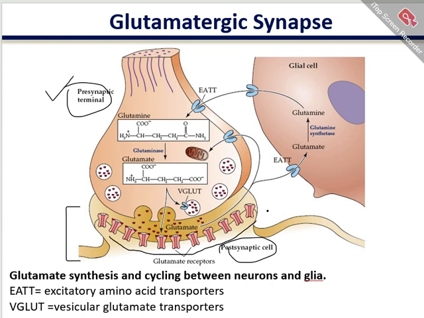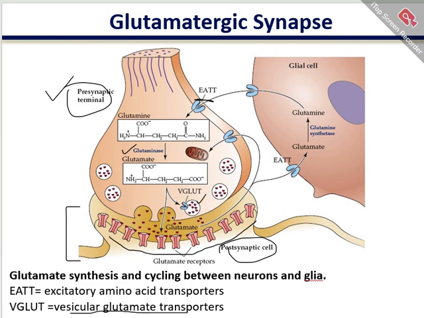So the basic scheme of a glutamatergic synapse looks like this, where the excitatory amino acid transporters take up glutamine, and with the help of the enzyme glutaminase, it is converted into glutamate, and then it is packed into the vesicles for release at the time when glutamate needs to be released by the synaptic neurotransmitter release mechanism. This is VGLUT, which stands for the vesicular glutamate transporter, which transports the glutamate into the vesicles and keeps them ready for release at the time of need.